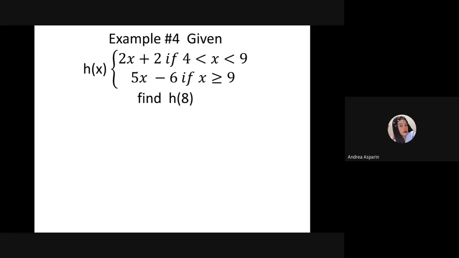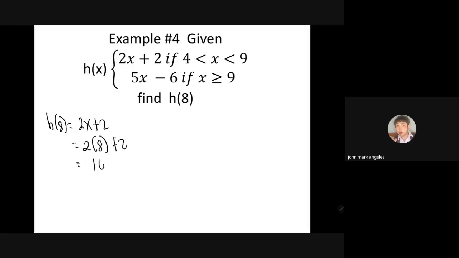Now this, h of 8. The first function na 2x plus 2 o yung second function na 5x minus 6? Sir, yung 2x plus 2 po. That's correct. Kasi yung 8 niyan ay nasa pagitan ng 4 at saka ng 9. So h of 8 is equal to 2x plus 2, which is equal to 2 times 8 plus 2.